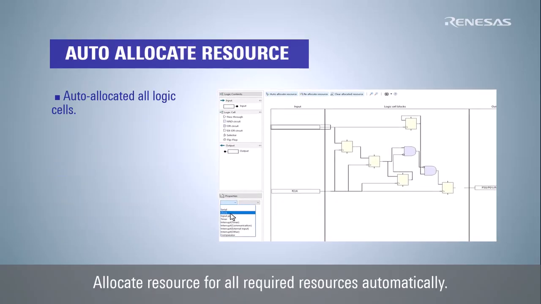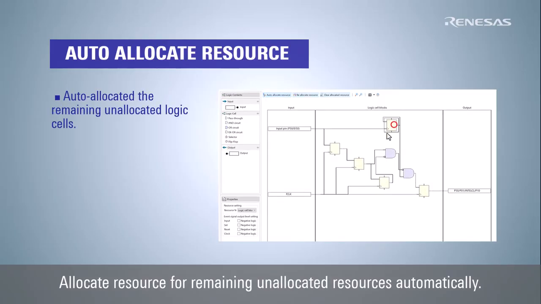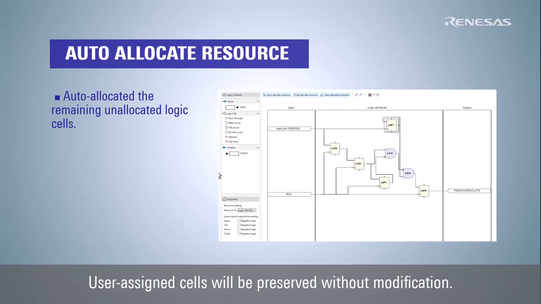After the ELCL circuit is created, clicking the Auto Allocate Resource button will trigger Smart Configurator to assign all required resources successfully. In the logic cell block, if the user would like to specify some cell resource, he can manually assign it first. Then click the Auto Allocate Resource button to automatically assign the remaining unallocated cells. User-assigned cells will be preserved without modification.